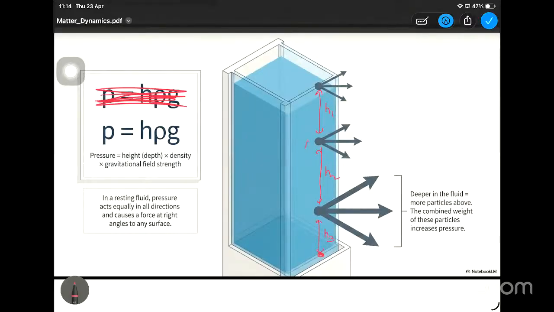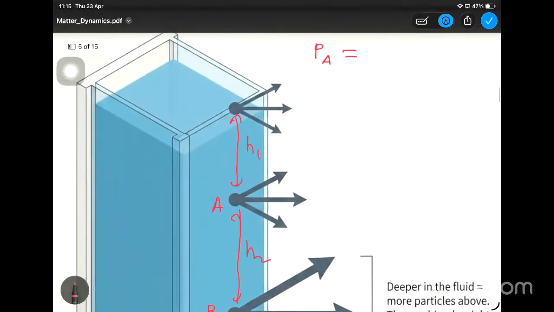So I label this to be A, B, and C. So for PA, I'm considering the depth. So in this case, the depth will be H1, rho G. Rho is the density of this liquid, and we are experiencing the gravitational field strength. So this is the first equation.